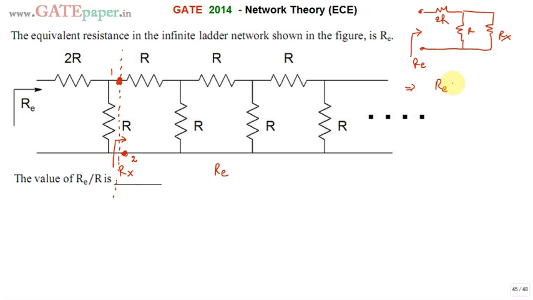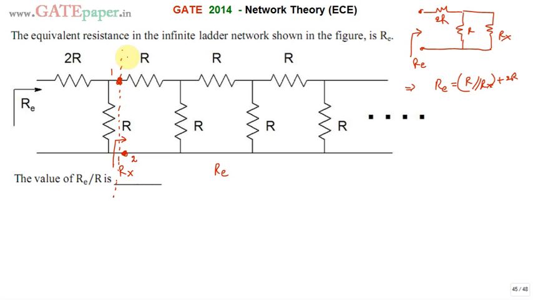Now from this you can write RE is equal to R parallel Rx plus 2R. So if you calculate Rx, then you can calculate RE in terms of R and get the ratio RE by R. That is the required answer. So now we are interested in calculating Rx.